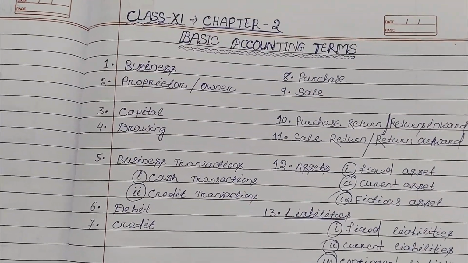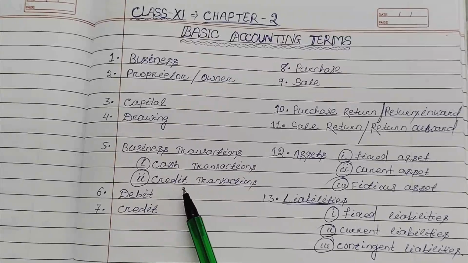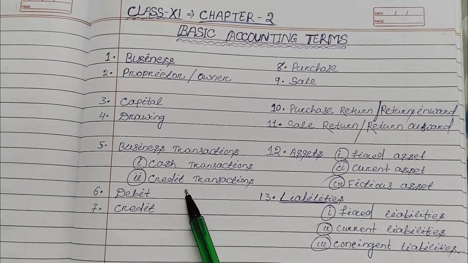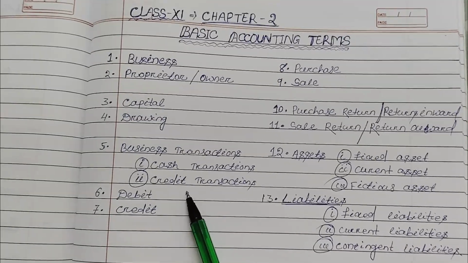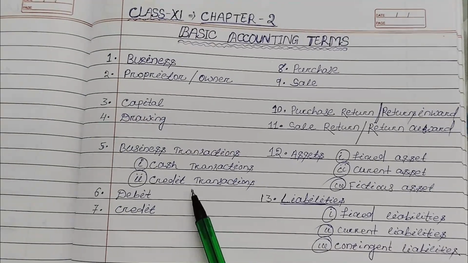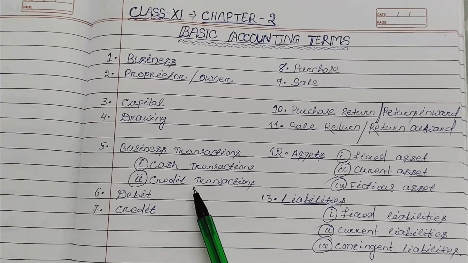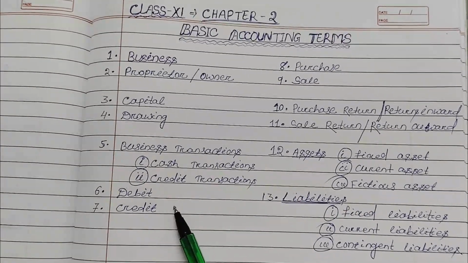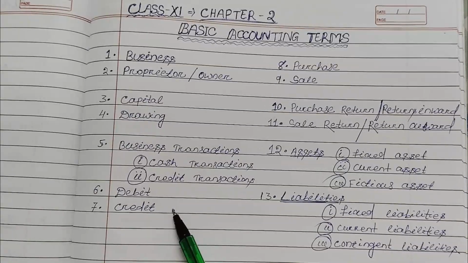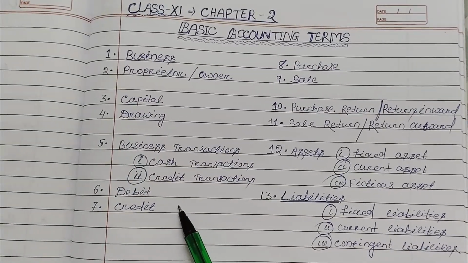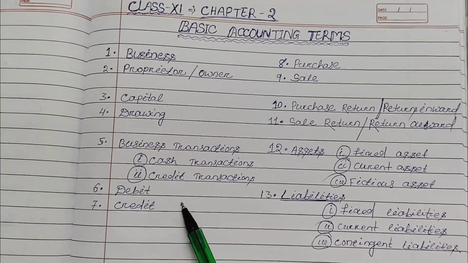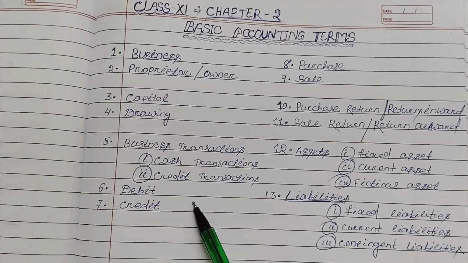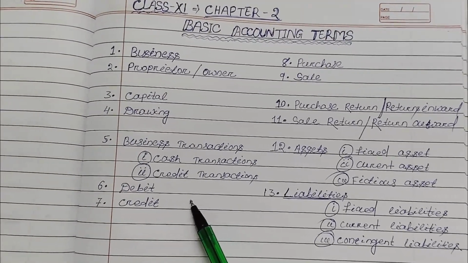After that, coming to debit. Debit is DR. In accounting, a debit is an entry made on the left side of a general ledger account. It represents an increase in assets or expenses and a decrease in liabilities, equity or revenue. After that, coming to credit. In accounting, a credit is an entry made on the right side of a general ledger account. It represents a decrease in assets or expenses and an increase in liability or revenue.